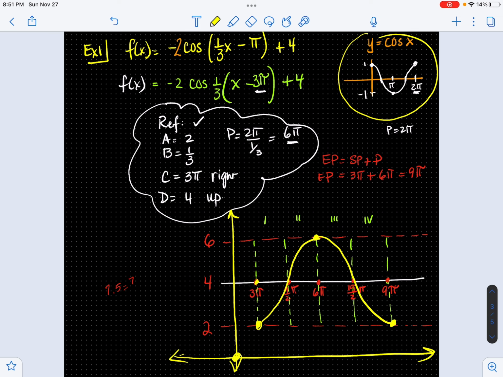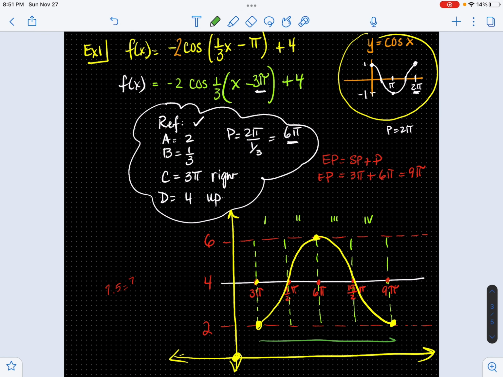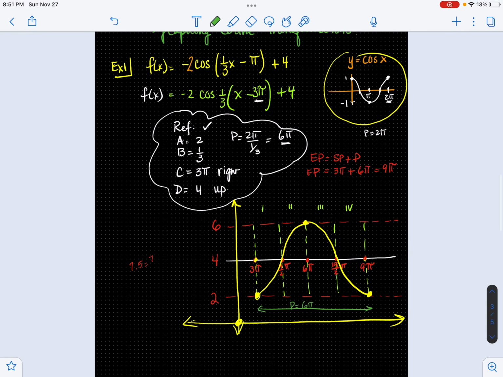I did reflect it. Between 3 pi and 9 pi is when it completes its one cycle. And if you see how the period is 6 pi, it justifies it. 3 to 9 is 6 pi. Yeah, scoot it to the right, 3 pi. Yeah, that's that. So I think we're done with the sketching of that wave.